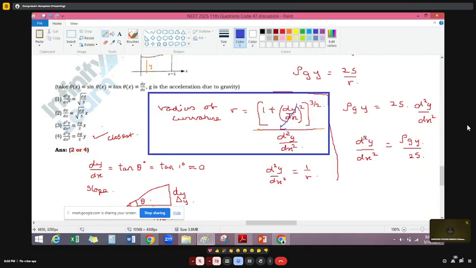So that means d squared y by dx squared, right? In place of 1 by r, this is 1 by r. So I have written d squared y by dx squared, which means d squared y by dx squared is equal to rho g y divided by 2s.